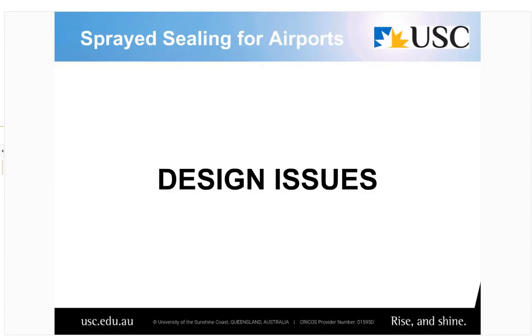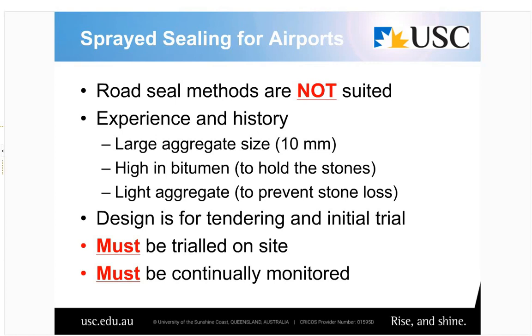We talked about treatment selection, so just a few other notes about designing spray seals for airports. One of the big ones is: don't use road sealing methods. We'll get some rules of thumb towards the end, and if you don't have something that looks like the rules of thumb, then there's a good chance that you've got a road seal and you won't be happy with the result.